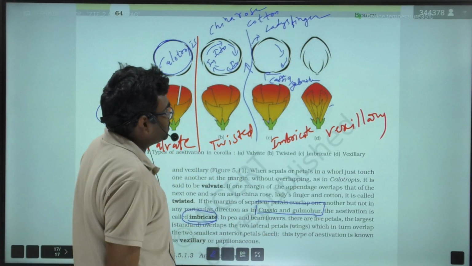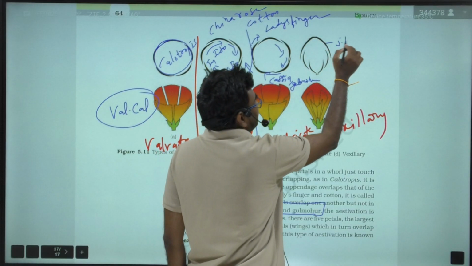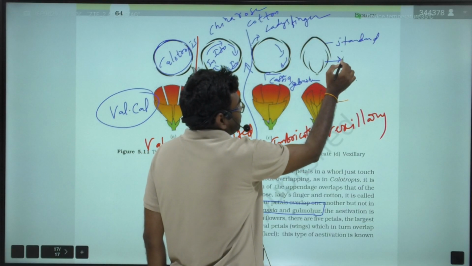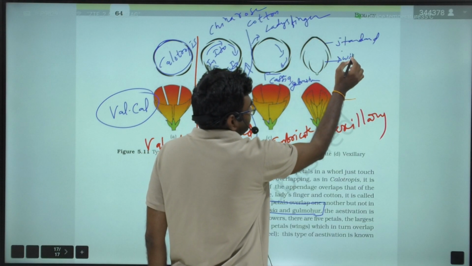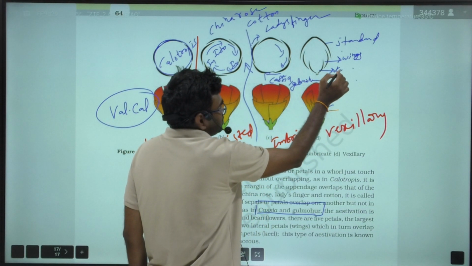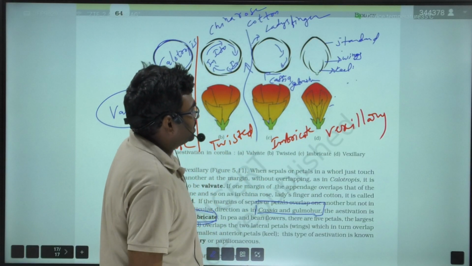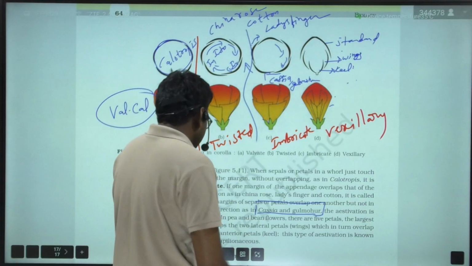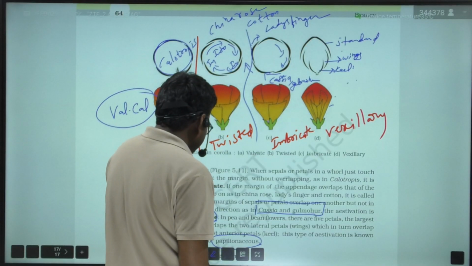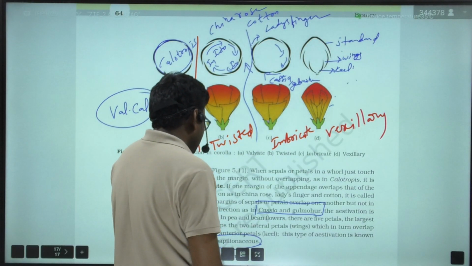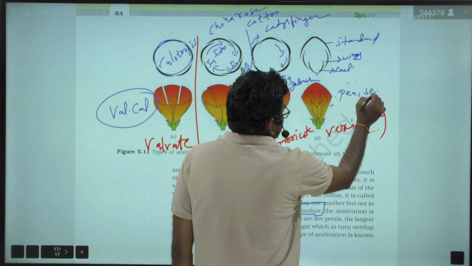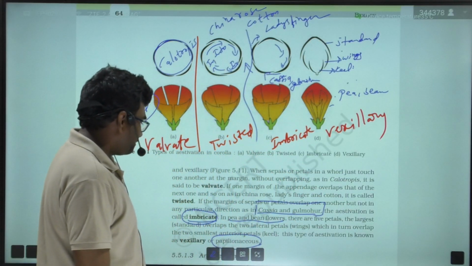Next, vexillary aestivation. The largest petal is known as the standard, which overlaps the two lateral petals known as wings, and in turn these wings overlap the two smallest petals known as keel. So this is known as the vexillary aestivation. It is also known as papilionaceous. Examples: pea and bean. So you need to remember the diagrams as well as examples.